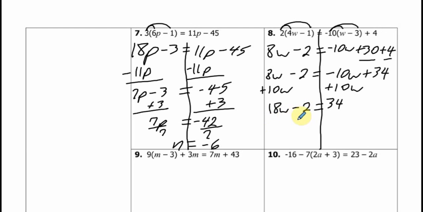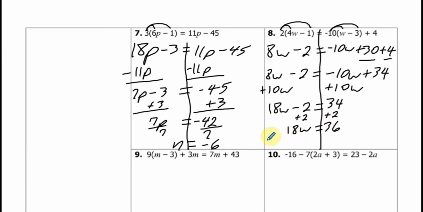Now we have to get w by itself, reverse order of operations. So we deal with the plus minus first. I see a minus 2. The opposite of that is plus 2. So now I have, bring down the 18w, 18w equals 36.